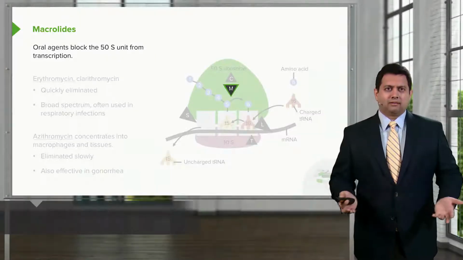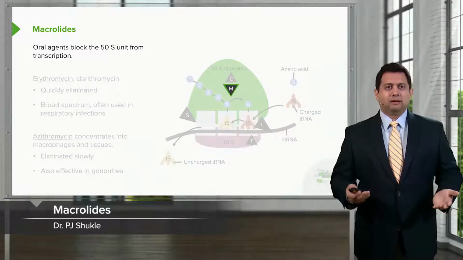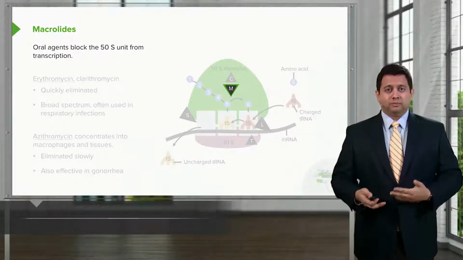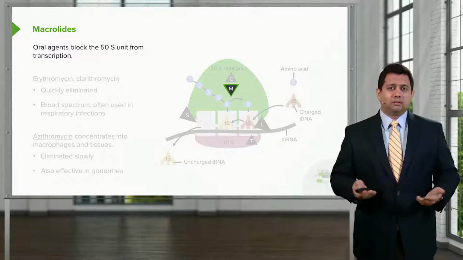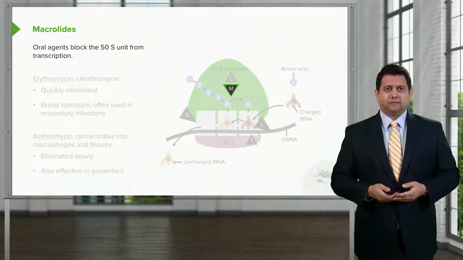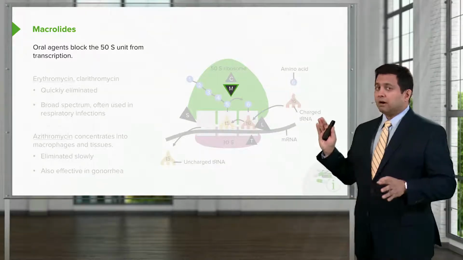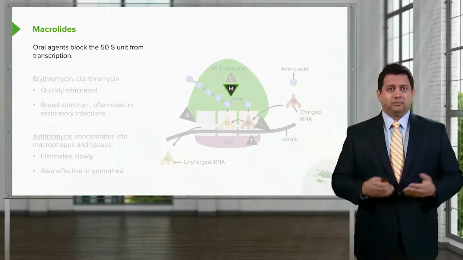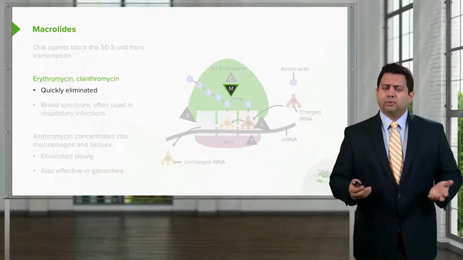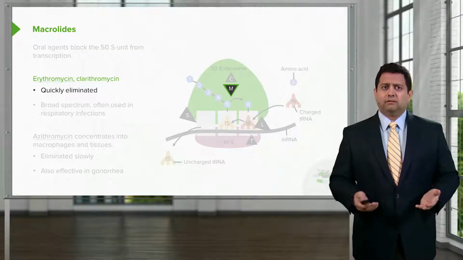Let's move on to the macrolide antibiotics. These macrolide antibiotics are a very important group of medications because we use them all the time, especially in respiratory infections. Now, these agents are blocking the 50S unit from transcription. Important agents include erythromycin and clarithromycin.